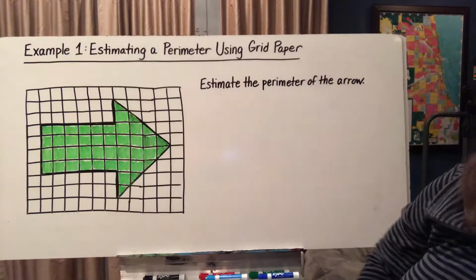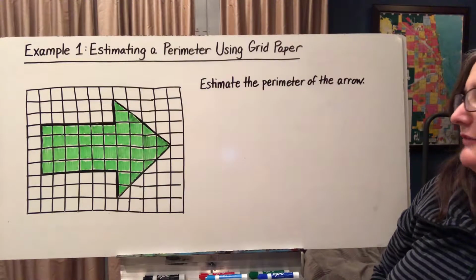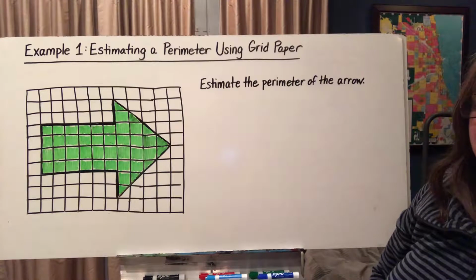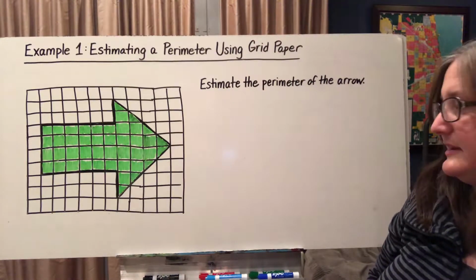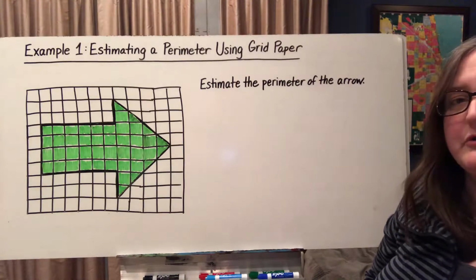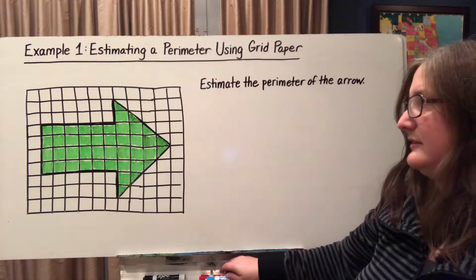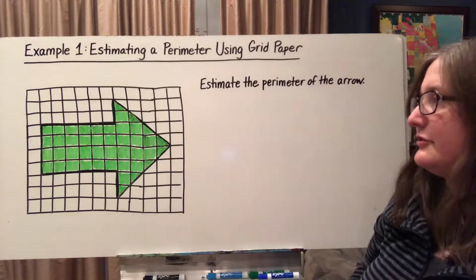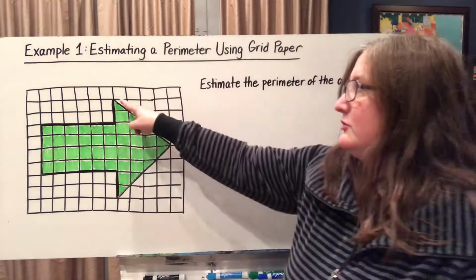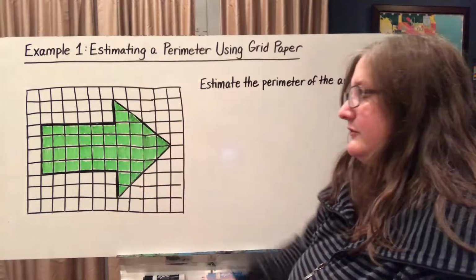Here we're being asked to estimate the perimeter of this arrow shape using the grid paper that it is printed on. So in this case, the first thing I would do is find the sides that I can count that are straight. So I'm going to ignore these diagonal sides at first, and I'm going to count the straight sides.